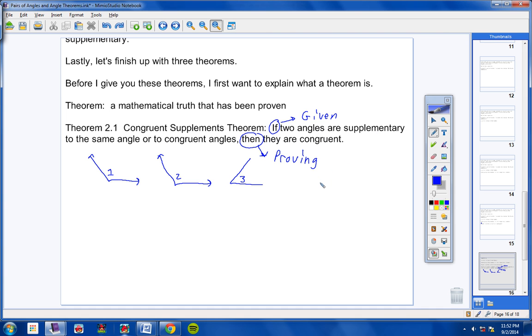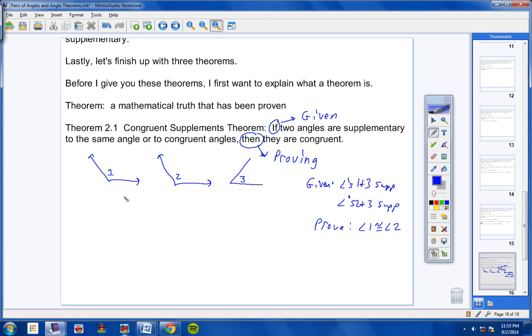So here's what I'm given. Watch this carefully. I am given that angles 1 and 3 are what? Supplementary. And I'm also given that angles 2 and 3 are supplementary. That's what it says. If two angles are supplementary to the same angle, right? So there we go. Then that's my proof part. So what am I proving? I'm proving that they're congruent. So I'm proving that angle 1 is congruent to what? Angle 2.